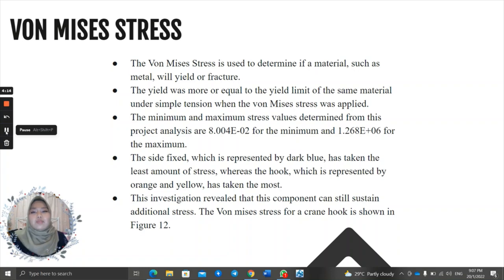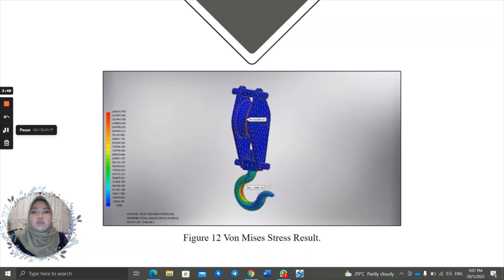So the side plate fixed, which is represented by the dark blue, has taken the least amount of stress, whereas the hook, which is represented by orange and yellow, has taken the most. So the investigation revealed that this component can still sustain additional stress. The von Mises stress for a crane hook is shown in figure 12. So this is the von Mises stress result.